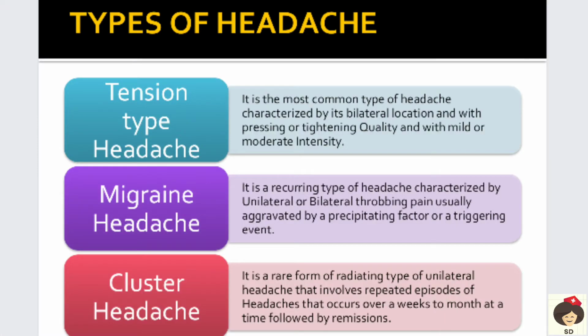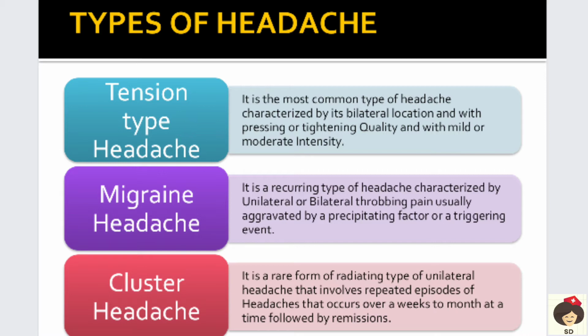And coming to the types of headache, there are three types. One is tension type. It is the most common type of headache, characterized by bilateral location, that is, on both sides of the head there will be pain, and it is of pressing or tightening quality. Something like a band, like something is tying on the head and pressing the head, you will feel the pain, and it is of mild or moderate intensity. That means the severity may be mild or it may be a moderate type of pain.